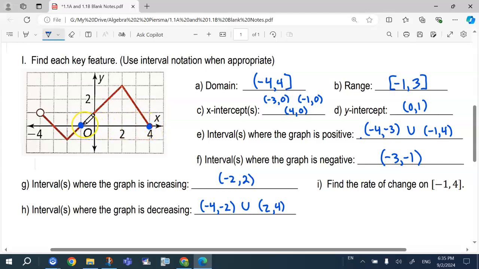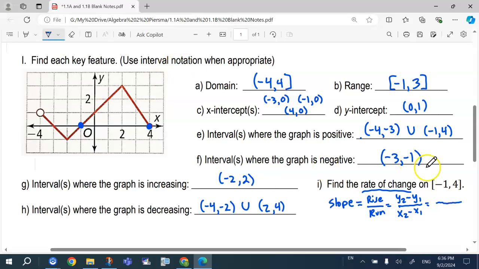But let's say I didn't know that. Well, rate of change means slope. So I'm going to do my rise over run. And my formula is to take the second y minus the first y over the second x minus the first x. Okay, so I know the x's, they give that to me.